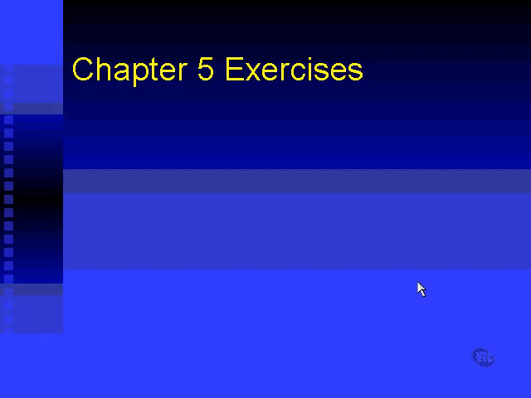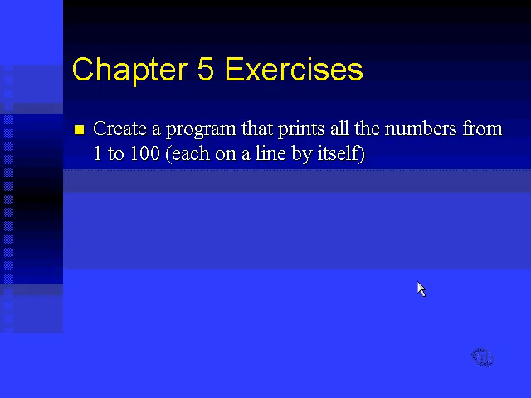Here are the exercises for Chapter 5. Firstly, we'll start really simple. Don't worry, it's going to get as hard as you could ever possibly want it to get. Create a program that prints all the numbers from 1 to 100, each on a line by itself. Okay, well, I'm sure you can figure out how to do that.